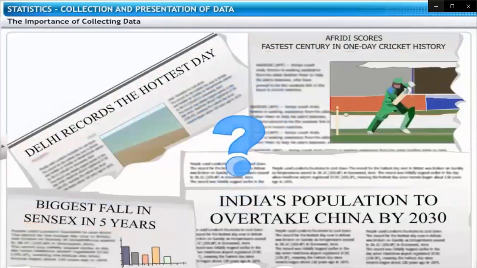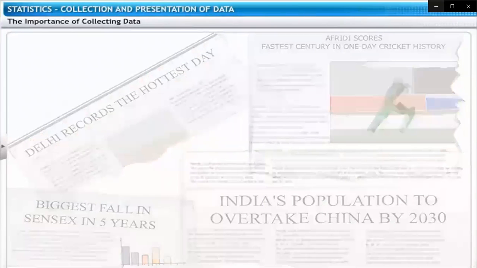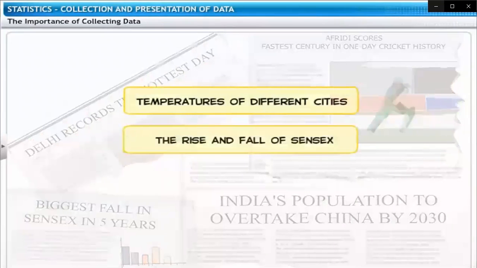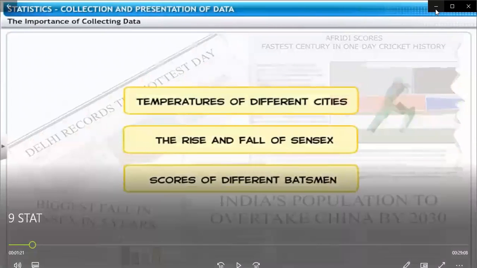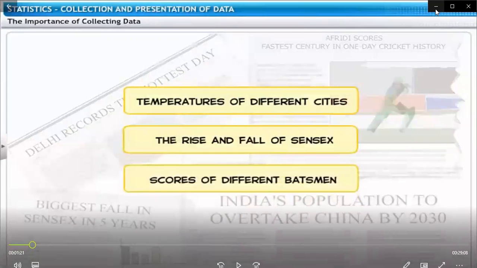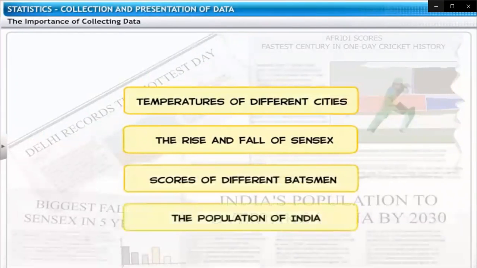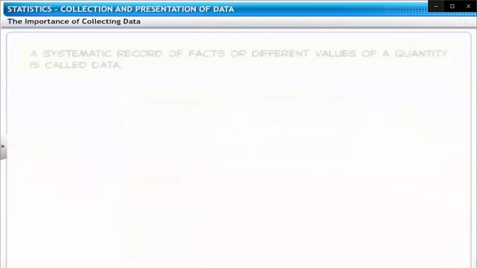So have you ever wondered how these headlines are possible to get? Several persons and several organizations are basically dedicated to gathering all this data to give some statement. For example, temperature of different cities on some particular days, then rise and fall of Sensex, and scores of different batsmen in different matches, or the population of any country.